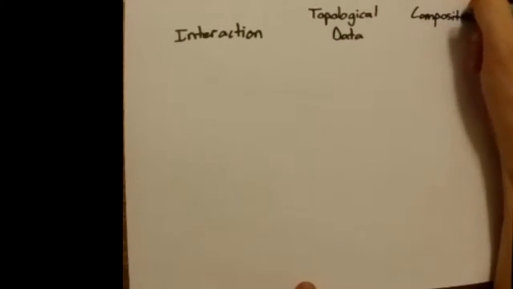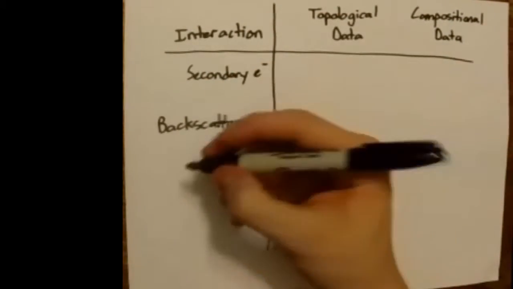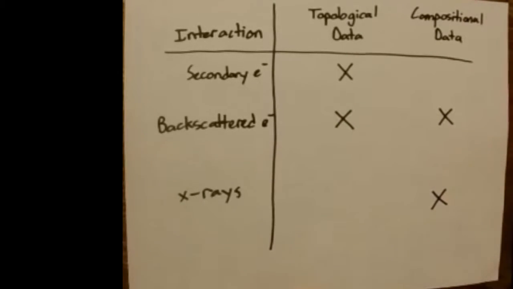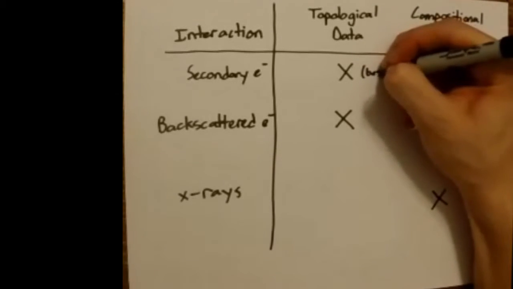Therefore, secondary electron detection offers the best topological information for the sample. Backscattered electron detection offers less spatial resolution but provides information about the composition of the sample. X-ray detection provides no topological imagery, but provides decent spatial resolution of the composition of the sample.